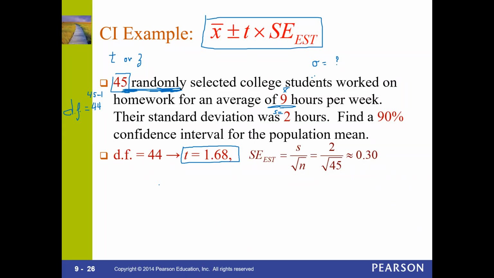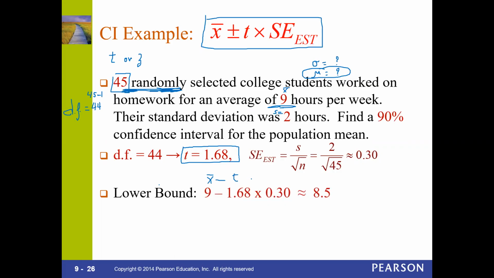You don't know anything about mu either. So what I'm trying to do is get an idea about the mean. Using the formula above, we have X bar minus T times the standard error, and that's going to give you 8.5 for the lower bound. And then the upper bound will be the plus right here.